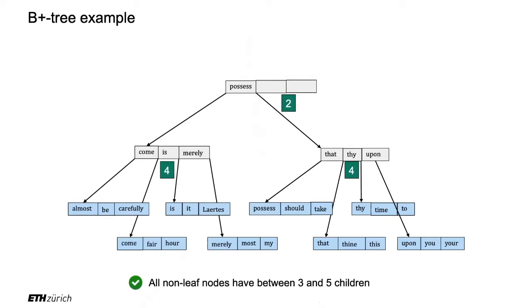In fact, that's the privilege of the root. The root is actually allowed to have fewer children than 3. That's the only exception. So here it's not more than 5, that's all we care about. But the fact that 2 is less than 3 is not a problem. Only for the root, only for the one at the very top. Okay, it's fine if the root has fewer.